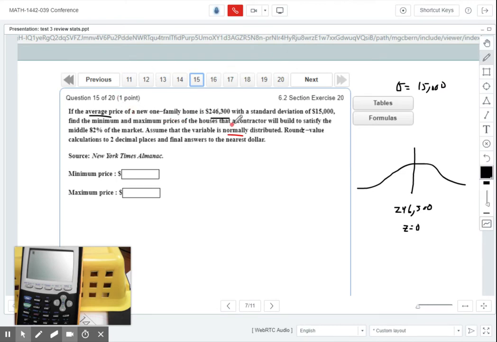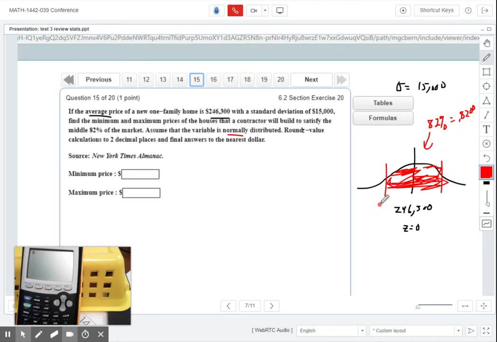Find the minimum and maximum to satisfy the middle 82%. The middle 82% means I have just as much data on this side as I do on this side. So between here and here is 82% of our data. Another way of writing 82% in decimal form is 0.8200. When we do probability or area under a curve, we always use 4 decimal places. So there is 82% of our data here.